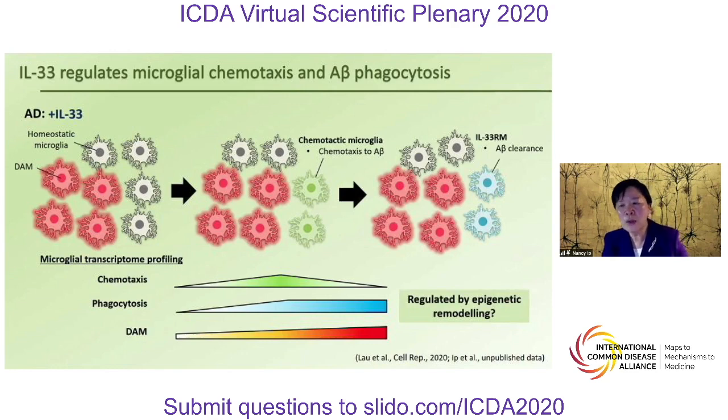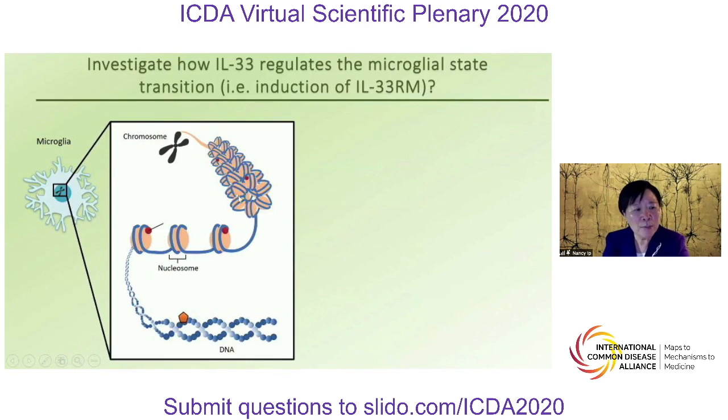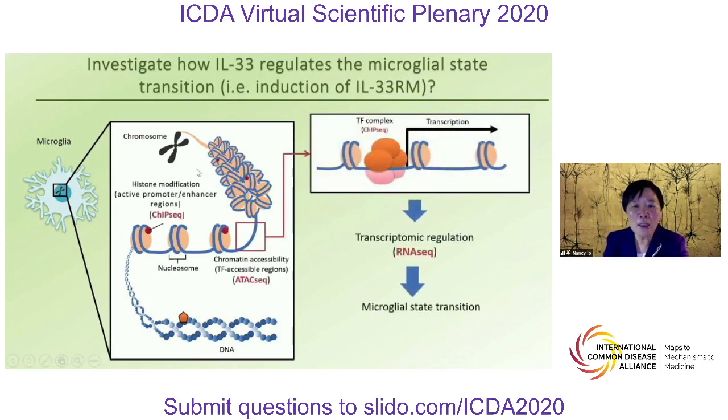Now, we are interested to know if this can be regulated by epigenetic remodeling. We want to know whether IL-33 can regulate the remodeling of the epigenetic landscape, and this can include chromatin accessibility and transcription factor binding that results in the stepwise transcriptome reprogramming. For example, the chromatin accessibility landscape can be revealed by doing an ATAC-seq, whereas histone modification and transcription factor binding can be revealed by ChIP-seq.